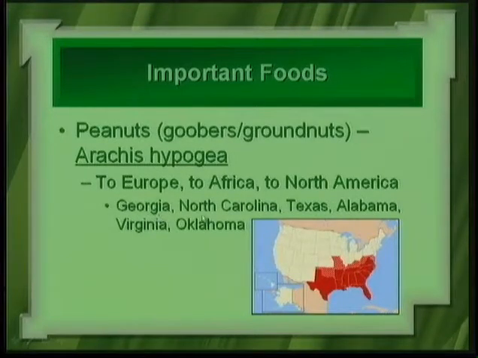So let's see if I can get this right. It's a kind of shameful thing, but they say that Americans are among the people in the world most ignorant of geography. Anyway, so Georgia here, North Carolina here, Texas, of course, Alabama here, Virginia up here, and Oklahoma. Those are the states in the United States that do most of the farming, that raise most of the peanuts that people consume and that are used for industrial uses as well.